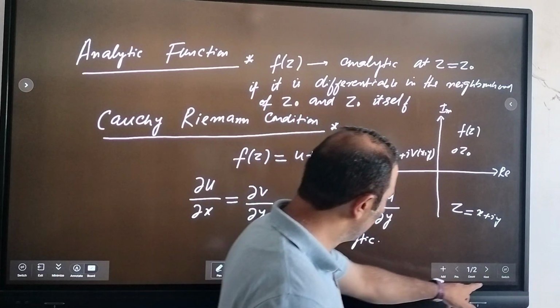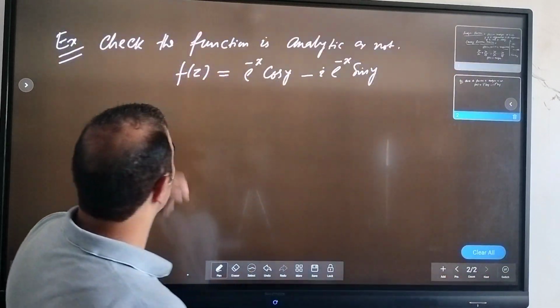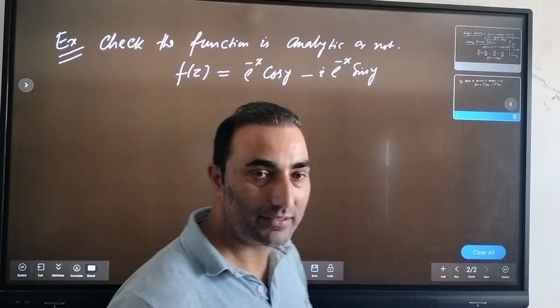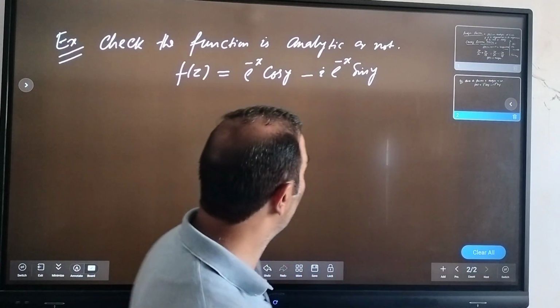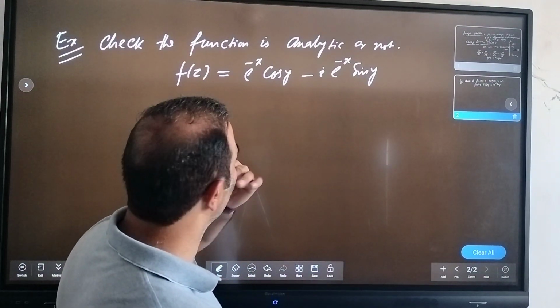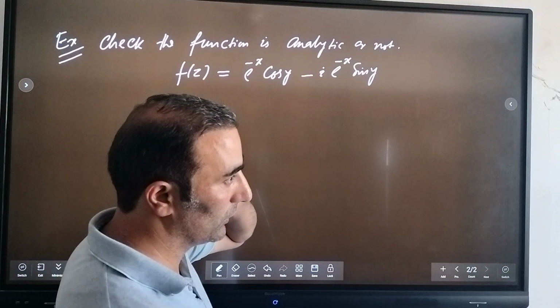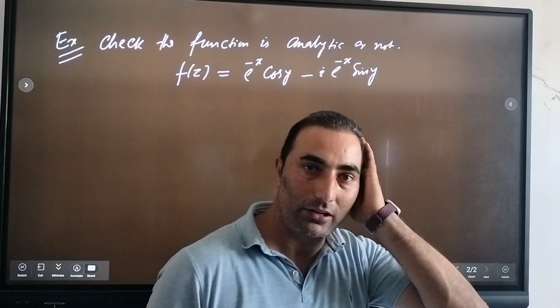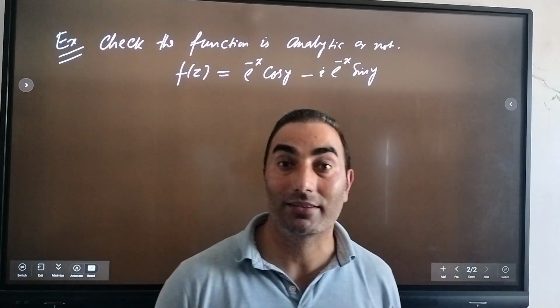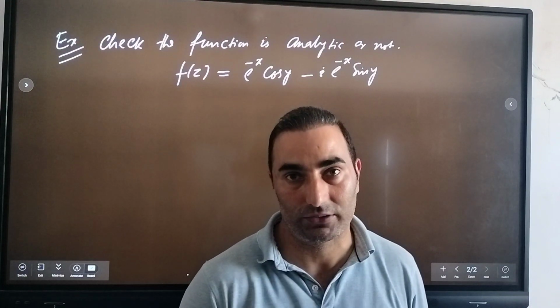Now suppose we have a problem where we need to check whether the given function is analytic or not. We have this exponential function, and we need to check whether it is analytic. That means it should be differentiable as well as defined, and it should be a single-valued function, right?